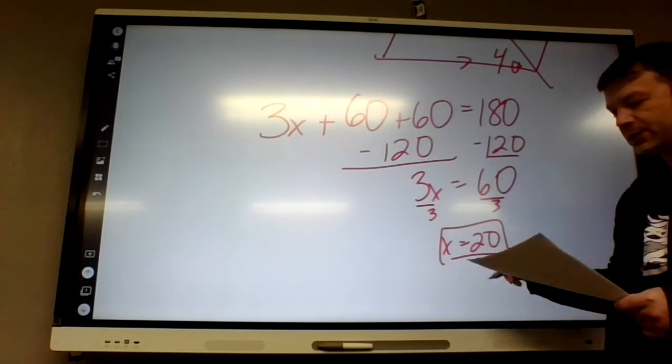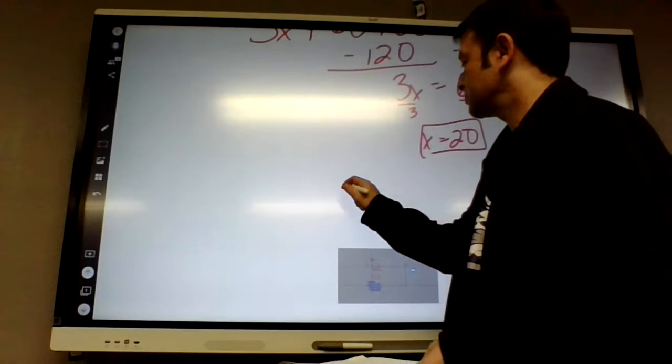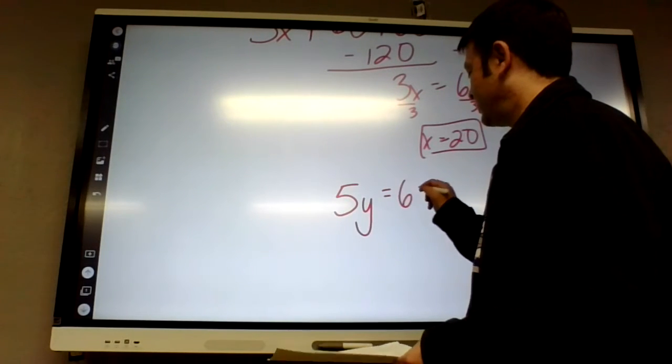So x needs to be 20. Okay, somebody else, how can we set up for y? Hayden? So it could be 60 plus 60, which is like 120 plus 5y. No, wait, you need the one better. He was saying do 3x plus 60 plus 5y equals 180 again. But it'd be easier if you just did 5y equals 60. Opposite angles are congruent. What's 60 divided by 5?